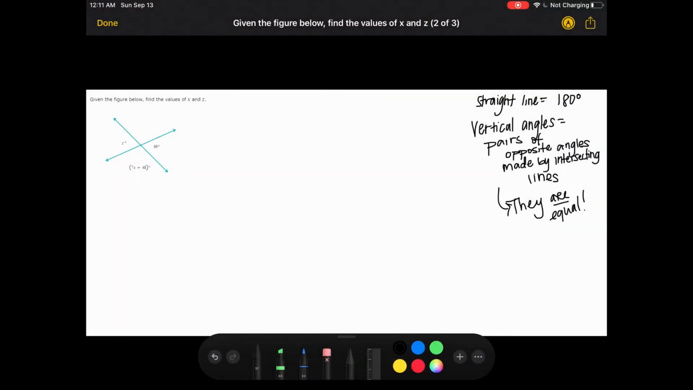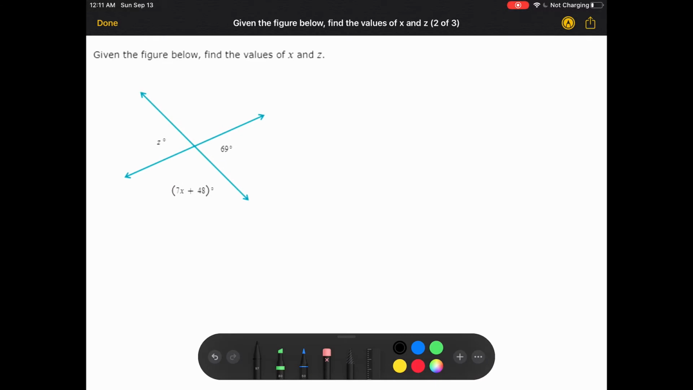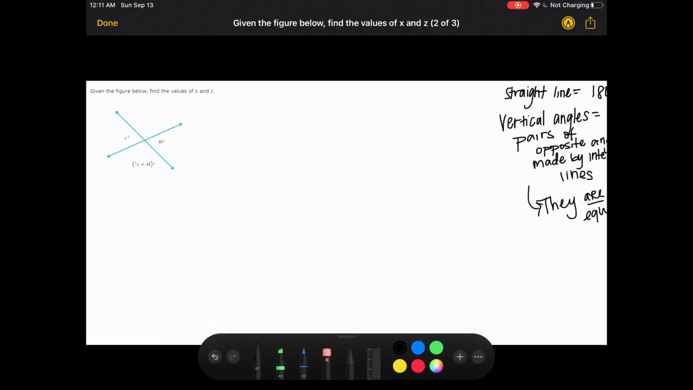Alright, so this question is talking about finding the values of x and z in an equation, essentially, of two intersecting lines. And a lot of people look at this and they're like, I can't answer this, and they give up. But that is okay. I'm going to show you step by step how to walk through this.